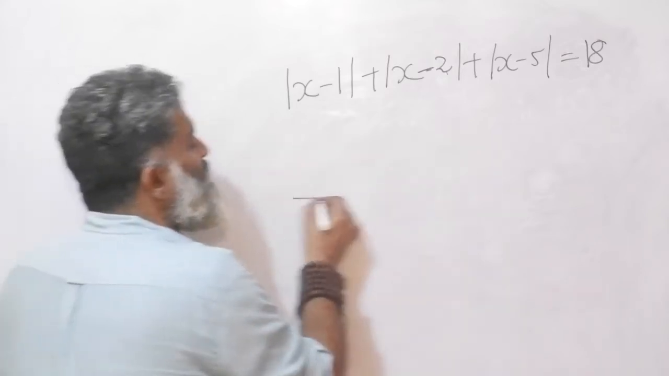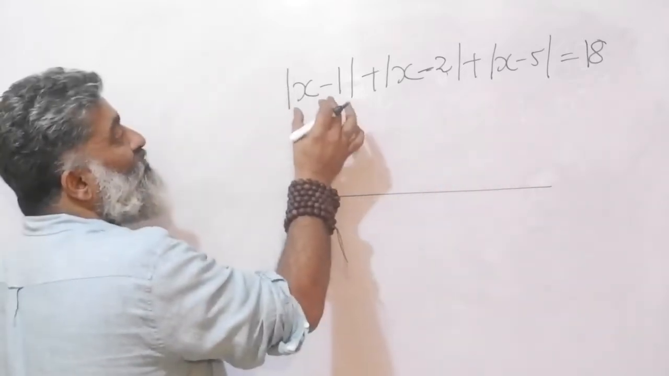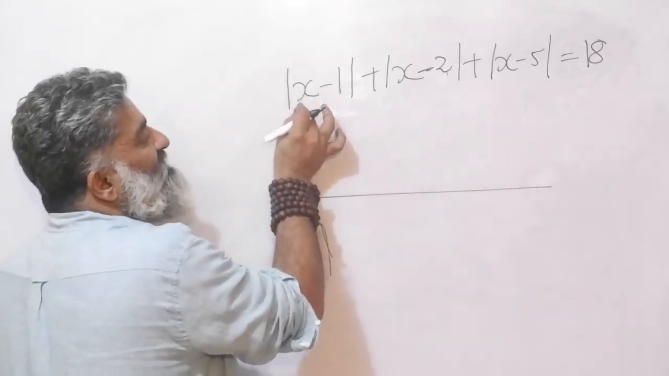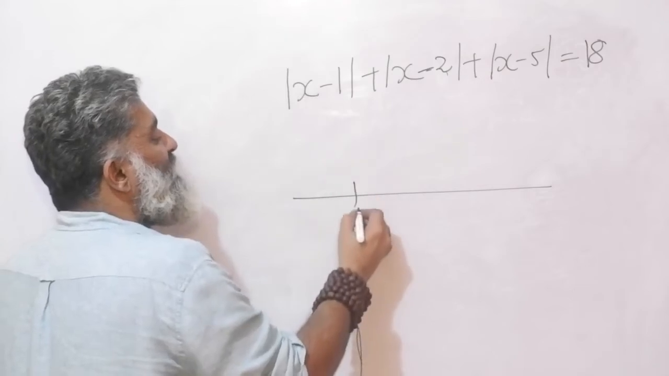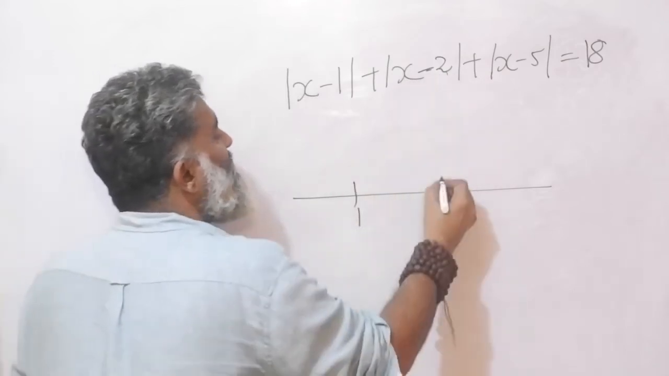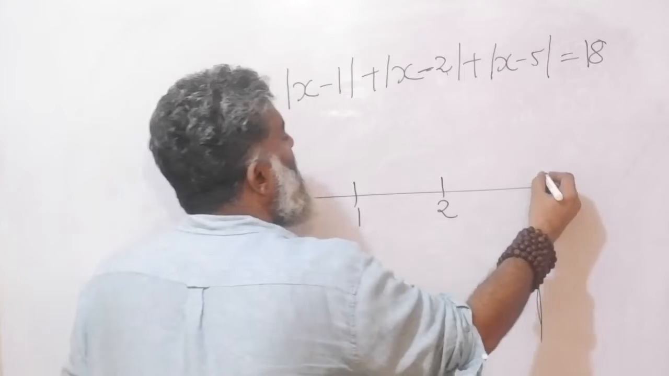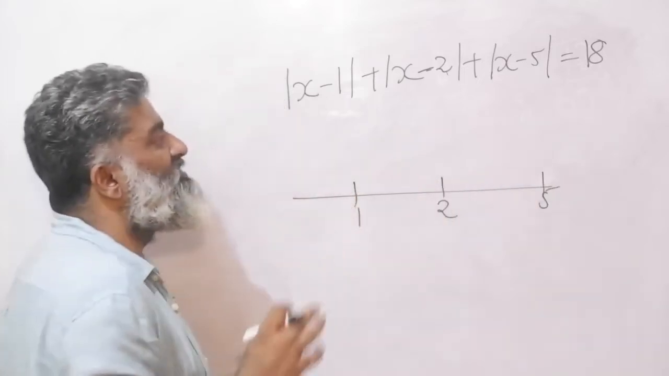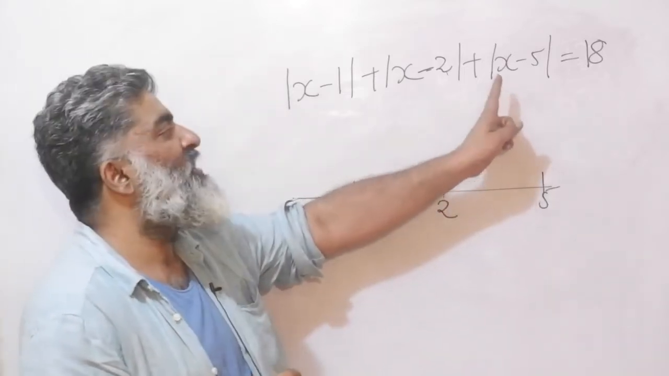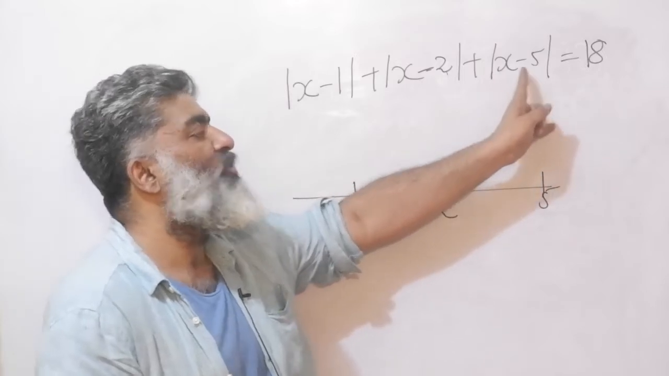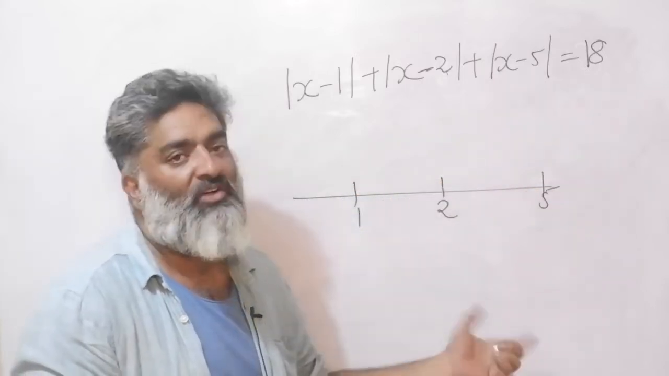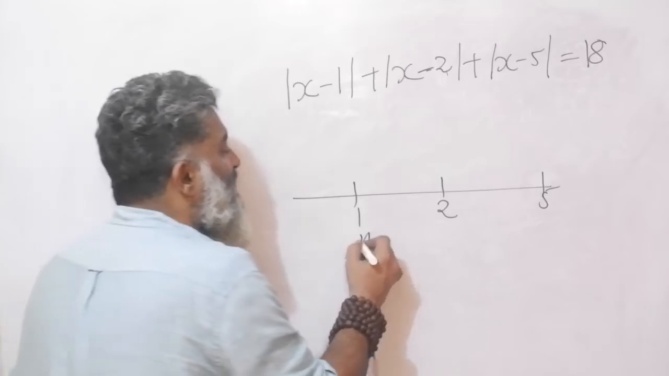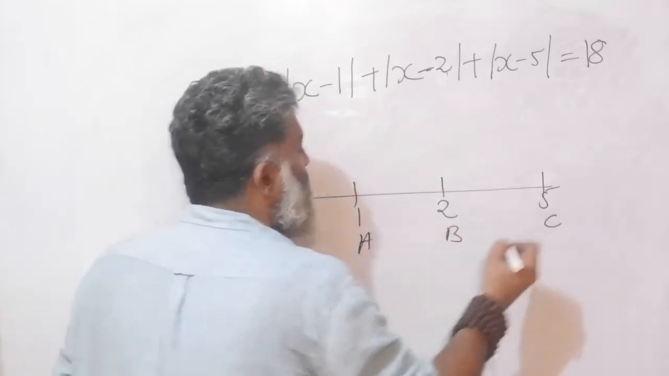So let's try this out. Let's first of all figure out the house locations. At x is equal to 1, this will become 0. So let 1 be a house, let 2 be a house, and let 5 be a house. Why are they houses? Because x is the meeting point. I want the distance of the meeting point from the house, so I need to know where the house is, right? This is A's house, this is B's house, this is C's house.